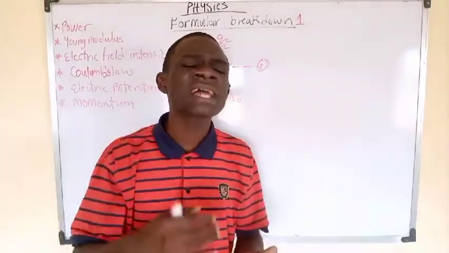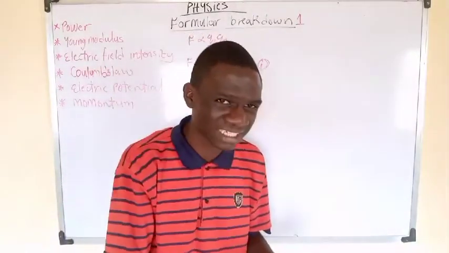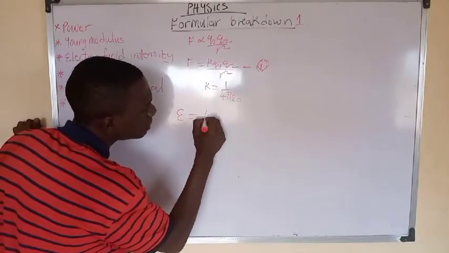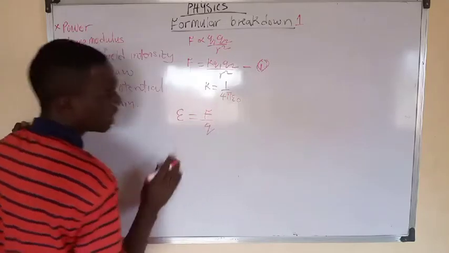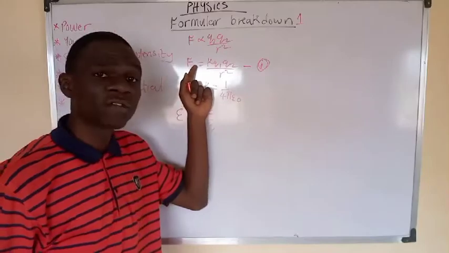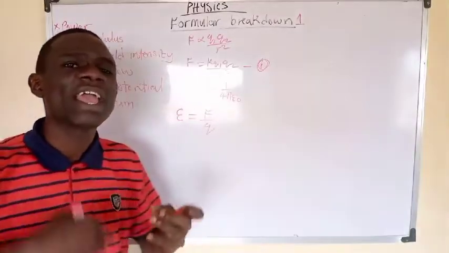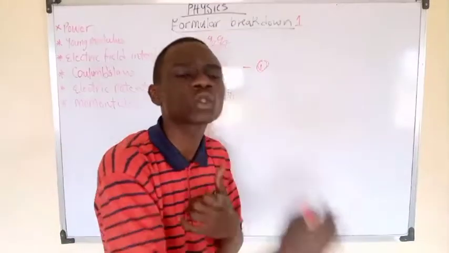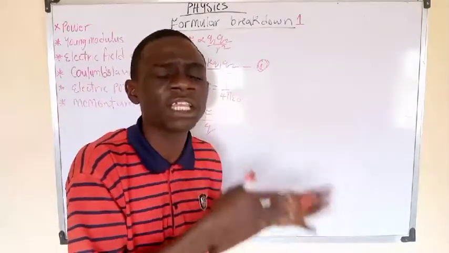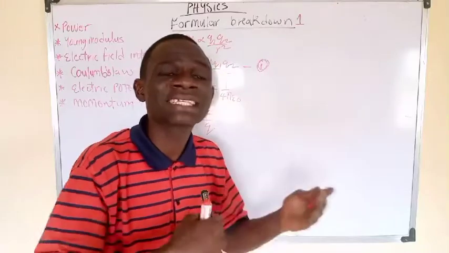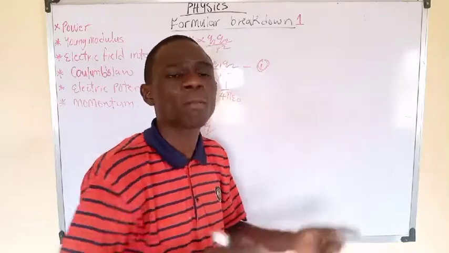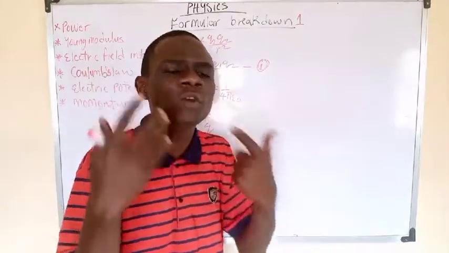Alright? It is defined as the force per unit charge in an electric field, okay? It is represented as what? E equal to what? Force over charge. Alright, now this force represents the electric force, which could either be a force of attraction or a force of what? Repulsion, depending on the nature of the charges in the electric field. If there are similar charges, then there will be a force of what? Repulsion.